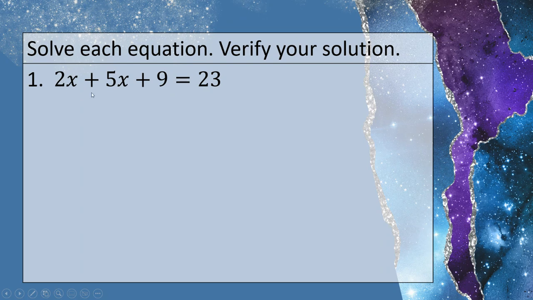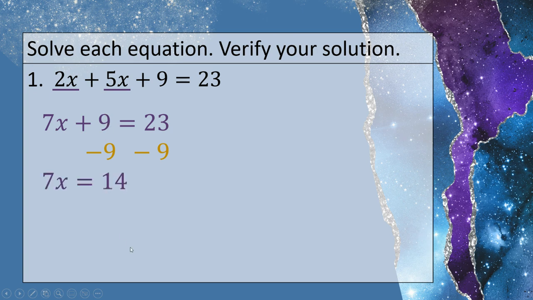So we combine them by adding the coefficients. 2 plus 5 is 7, and then we just keep the variable part. Then I bring down my 9 and my 23. Then we want to isolate the variable, so we look at what's with it. It's multiplied by 7, and we're adding 9. The inverse operation of adding is subtracting, so I'm going to subtract 9 from both sides, so these cancel out. The plus 9 and minus 9 cancel each other out, which gives us 7x equals 14.